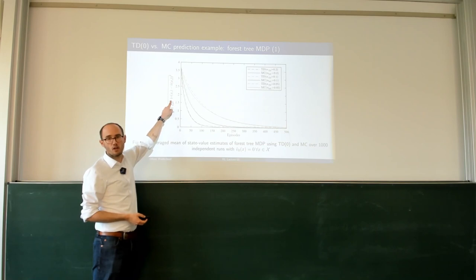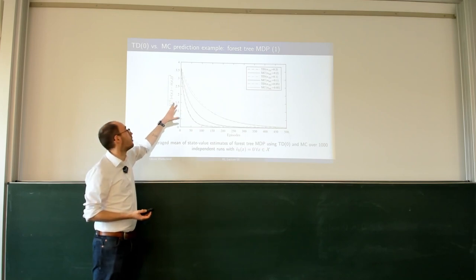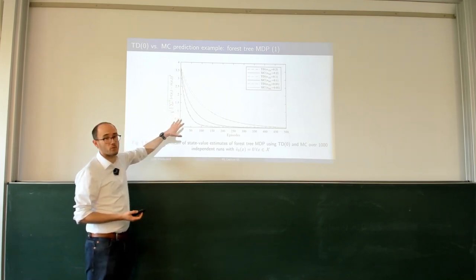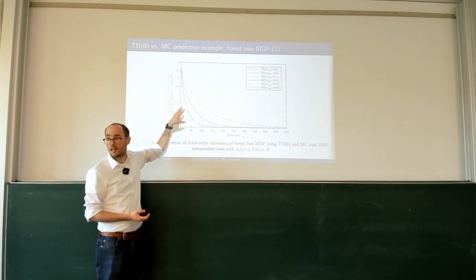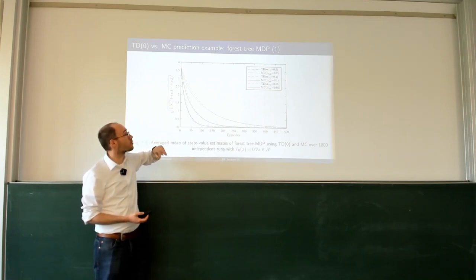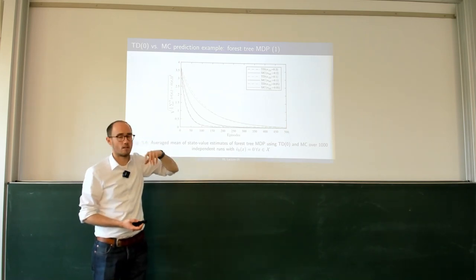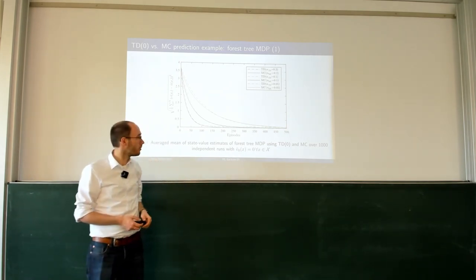Of course, we have knowledge of the true value, so that's an academic representation, because in reality, nobody will give you this value, right? If you have an unknown MDP, so you're operating in the dark, nobody will give you this value. Therefore, this kind of figure is just for illustration purposes, nothing which you would build in a true real-world application.